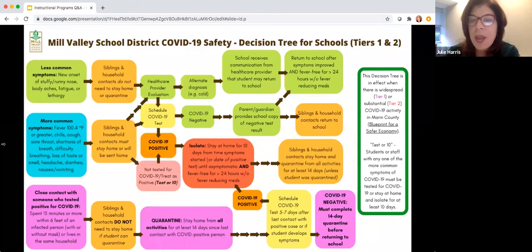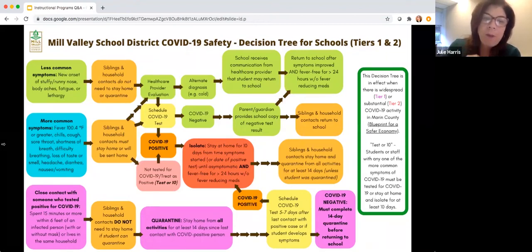Students or staff with any one of these common symptoms of COVID-19 must be tested or stay at home and isolate for 10 days. You can follow the chain in the middle all along. If the student tests positive for COVID-19, isolate and stay home for 10 days from when symptoms started until asymptomatic and fever-free. The siblings and household contacts stay home and quarantine from all activities for at least 14 days, unless the student was quarantined.